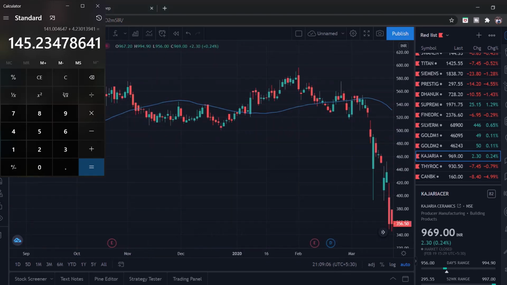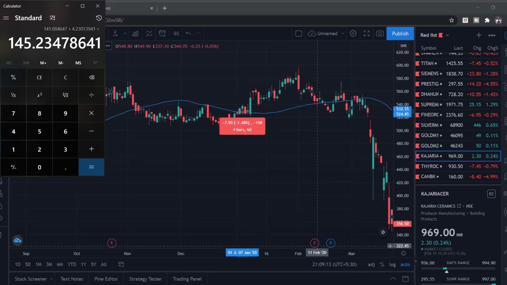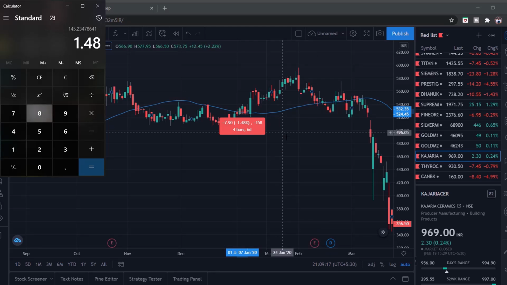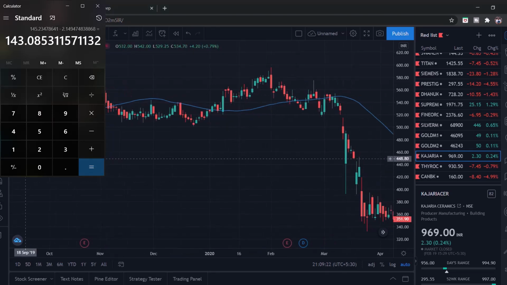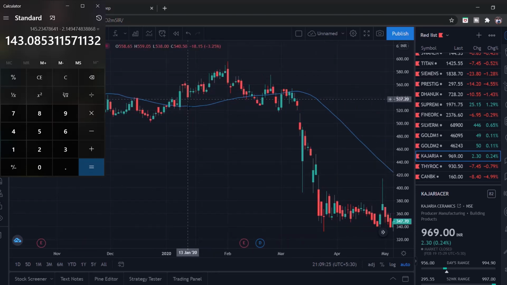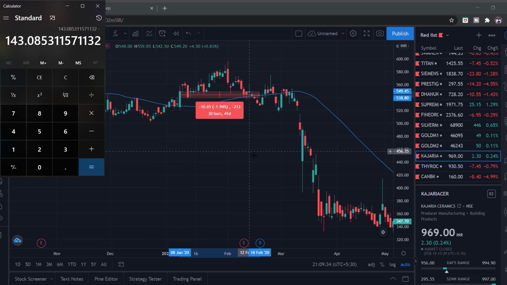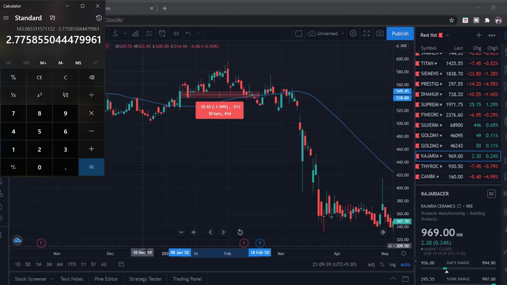Alright, and next we will be entering over here. We will be taking a small loss of 1.48%. So we will deduct that, minus 1.48%. Okay. Now next we will be entering over here. And again we'll be taking a small loss of minus 1.94%. So we minus 1.94%.